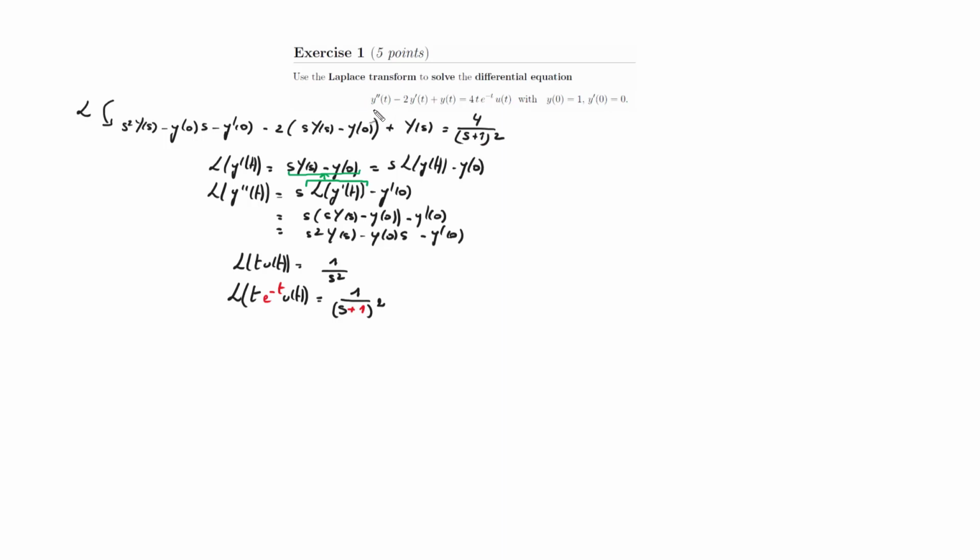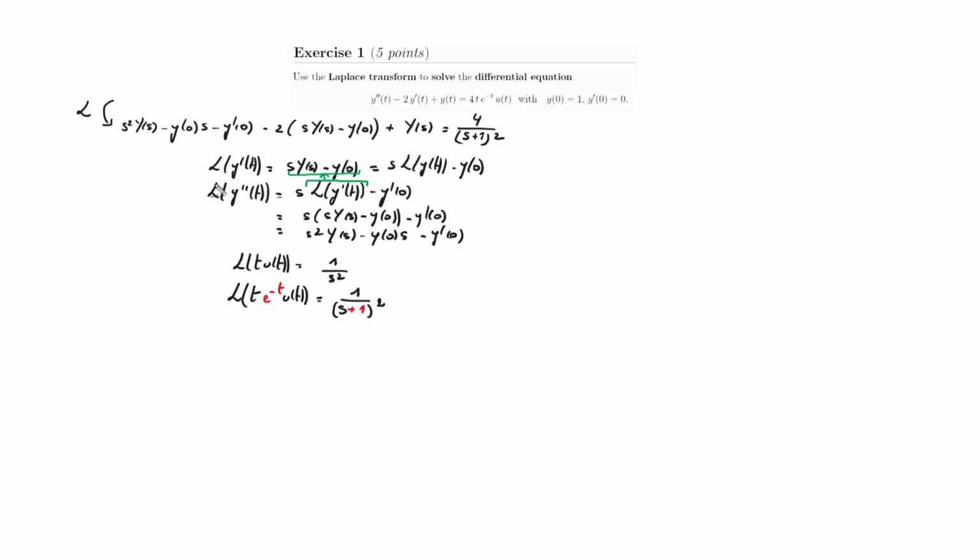We need the Laplace transform of a second derivative and a Laplace transform of a first derivative. We know that the Laplace transform of the first derivative is obtained by this equation over here. So it's s times the Laplace transform of y of t. So y of t is the primitive of this signal over here, minus an initial condition on y in 0.